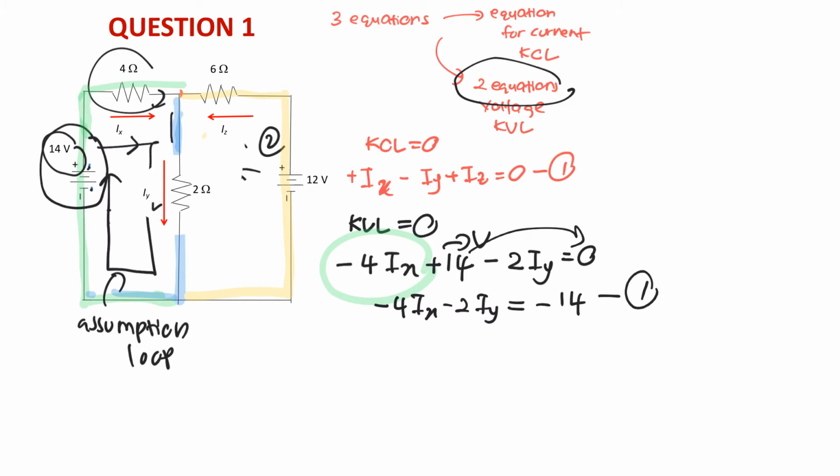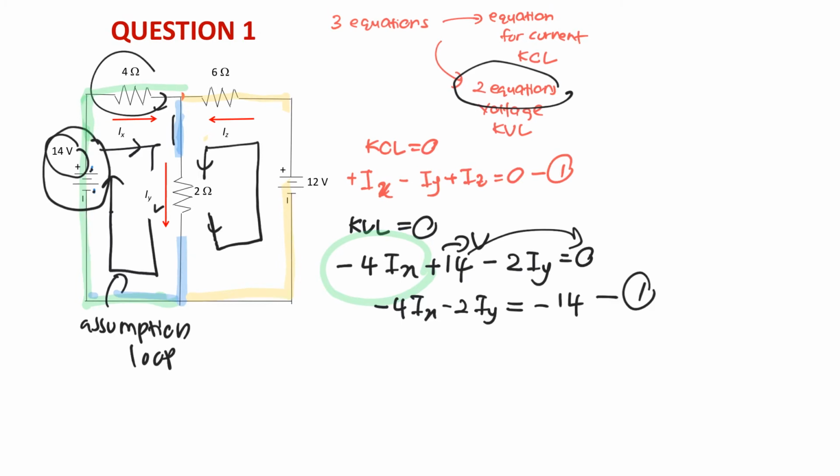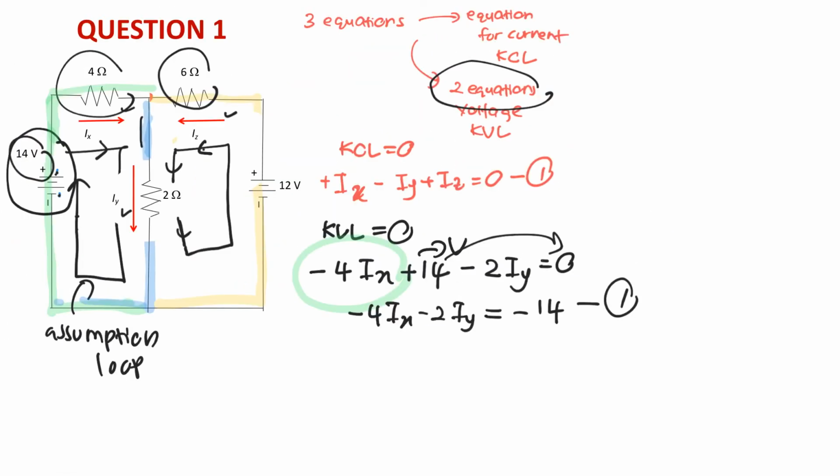Now we need to find the second equation, which means we need to find the second loop. My loop is going to be counterclockwise. Let's start with the 6 ohm. My assumed loop is in the same direction as the current inside the circuit. Therefore, my 6 ohm is going to be negative or positive? Yes, it's going to be negative 6Iz, because this is the area for the Iz.